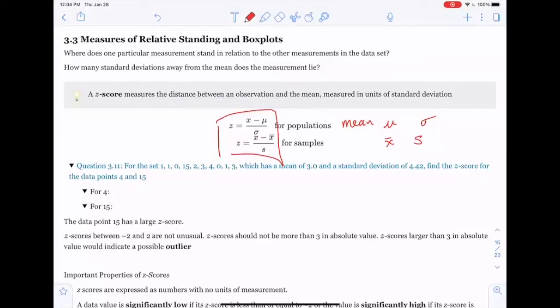When we talk about standing, it's not enough just to know how far away a data point is from the mean, right? We'll see in an example that that's not going to tell us the whole story. What we want to know is how far apart those two things are in relation to how spread out everything is. If a data point is pretty far away from the mean, but everything is pretty far away from the mean, that doesn't tell us anything without that context.